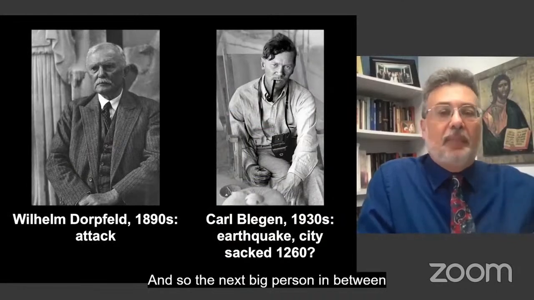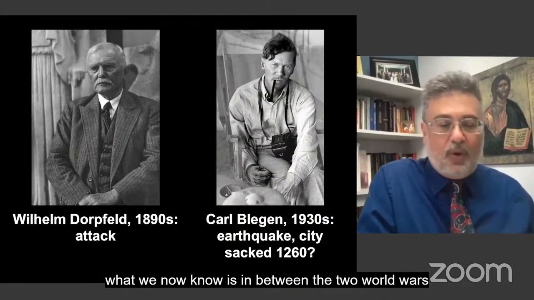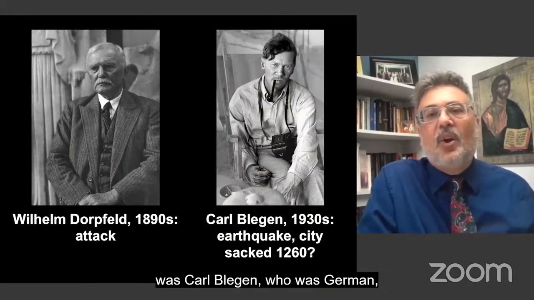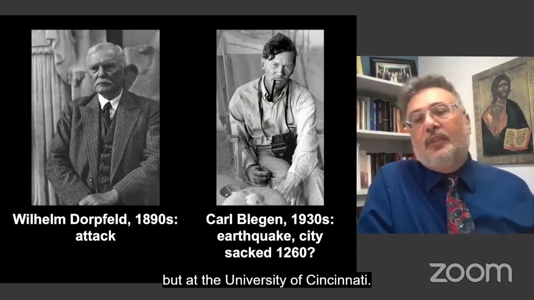And so the next big person in between what we now know is in between the two world wars, was Carl Blegen, who was German, but at the University of Cincinnati.